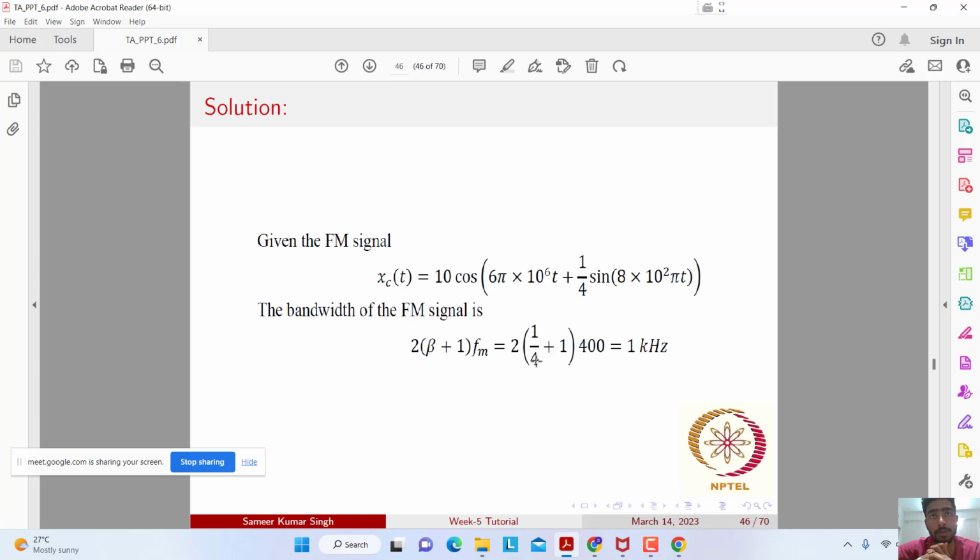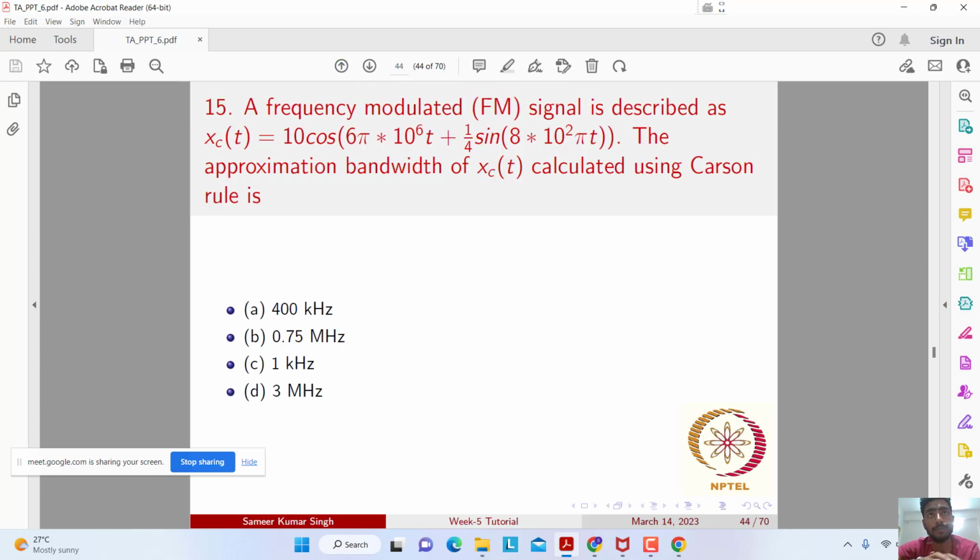Put the values of beta and FM, solve this, and we will get 1 kilohertz. Is this clear? Okay, just compare with the general equation of FM. So the answer is the C part.